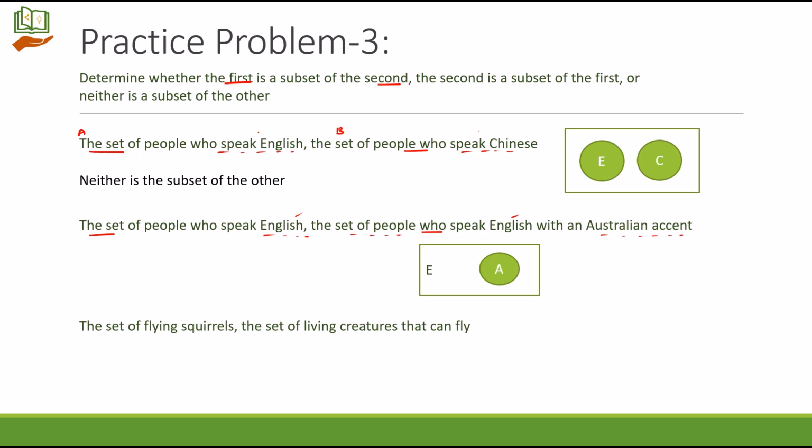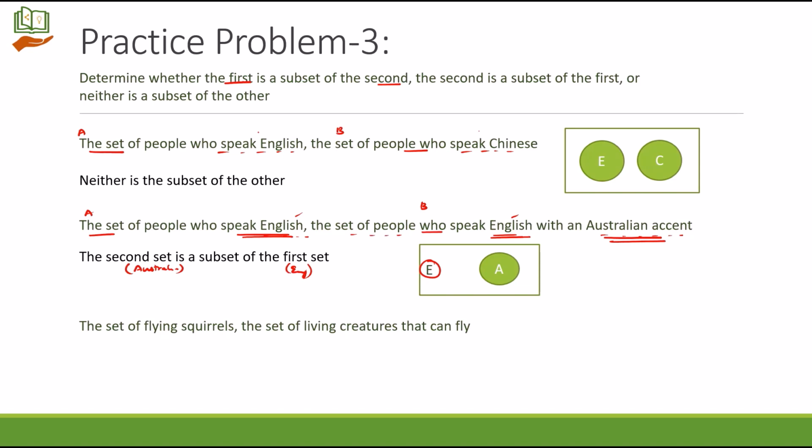If you take this to be A and this to be B, now which is a subset? B is a subset to A. So we can say the second set is a subset to the first set, because the second set is Australian accent English to the people who speak English. Here also they speak English but with Australian accent, but here it's about general English. So this is the E. Australian accent is denoted by A.